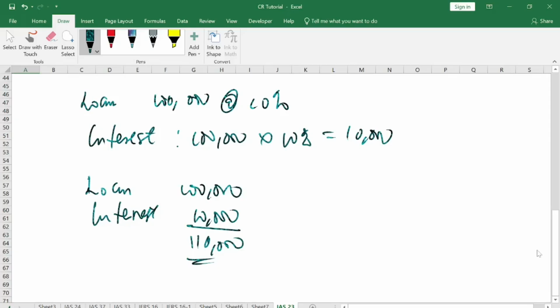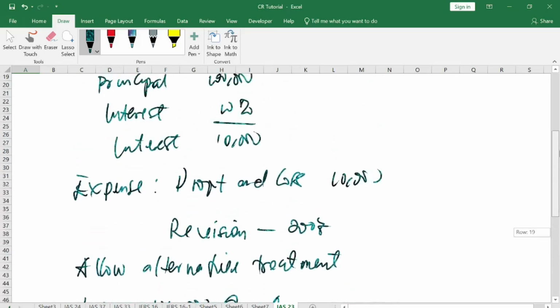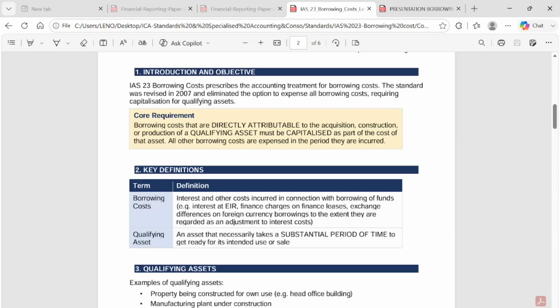All right, so let's go into more detail on the standard. The borrowing cost must be capitalized as part of the cost of the asset. The other borrowing costs are expensed in the period that they are incurred. So that's the primary comment about the standard. Let's look at the key definitions. We have borrowing cost and we have qualifying assets. Borrowing cost is what I demonstrated earlier: when you borrow, the interest that accompanies it is what we call the borrowing cost, and that borrowing cost is capitalized to the loan acquired.